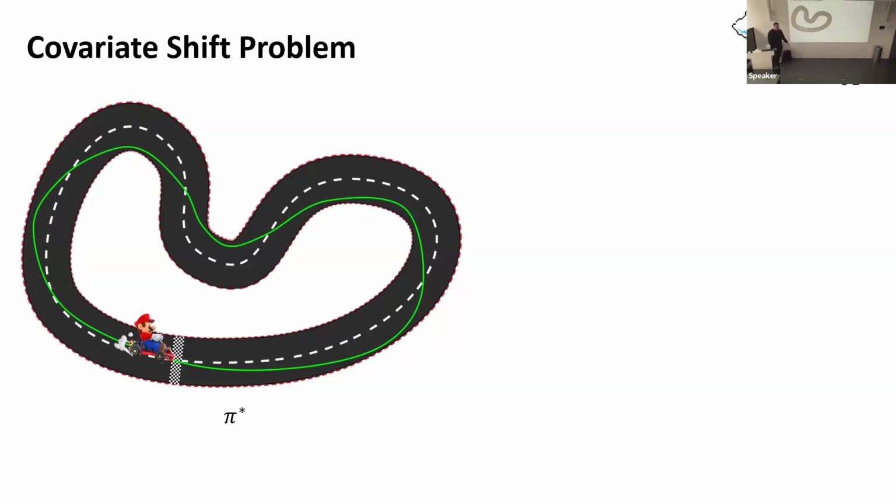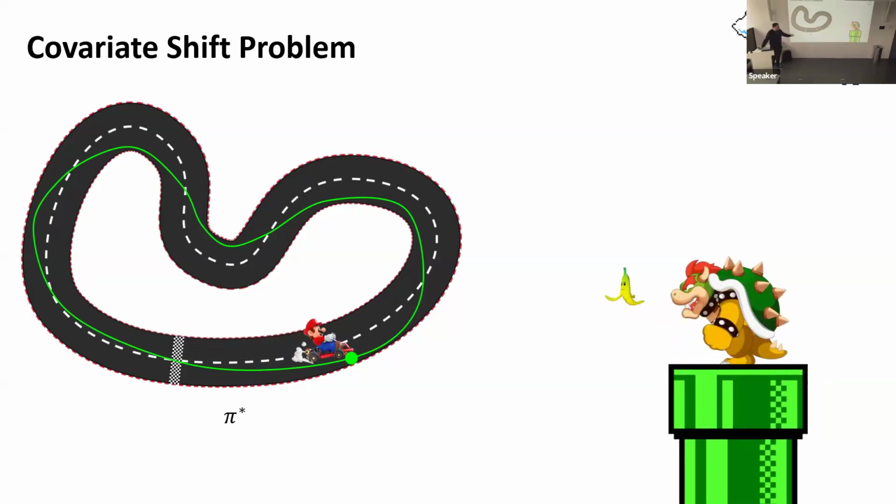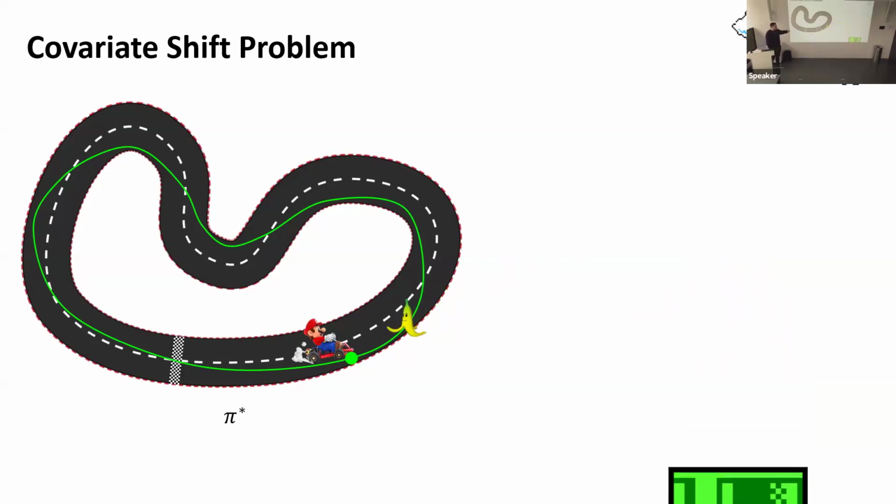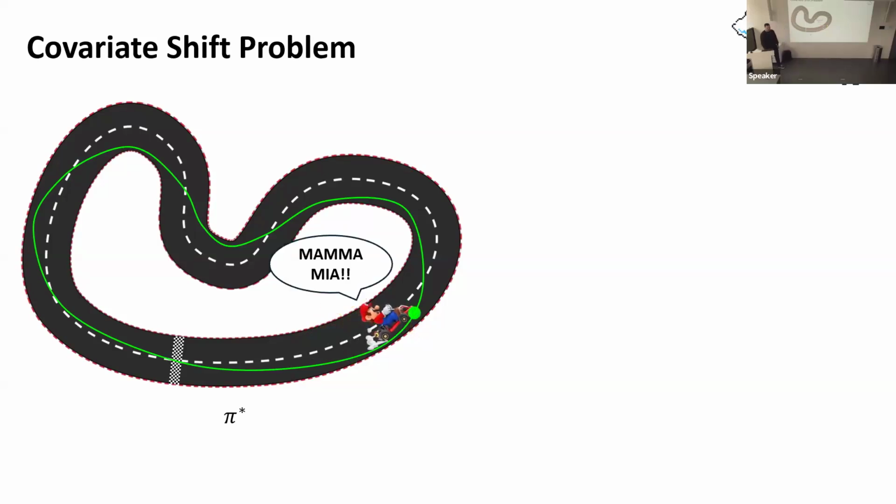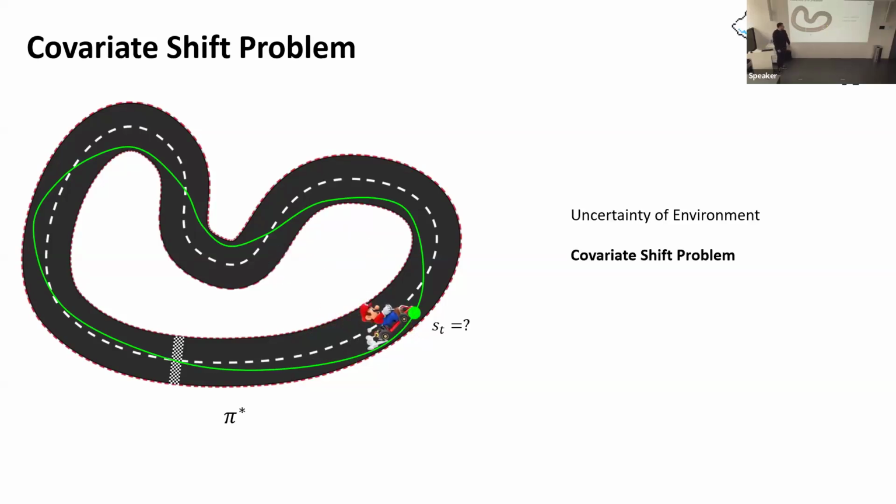Well, let's assume we train our policy given from the expert and we start driving. And now someone appears and throws a banana right into the track where we would drive from our policy. We would crash into this banana. That is not good. Mamma mia. So we're now in a state where we don't know what to do because the expert did not tell us what to do in such a state. This is the so-called uncertainty of the environment.